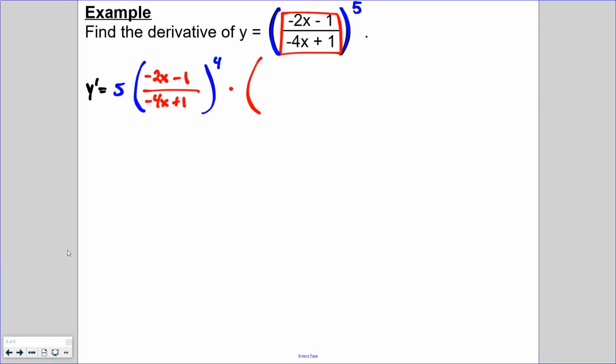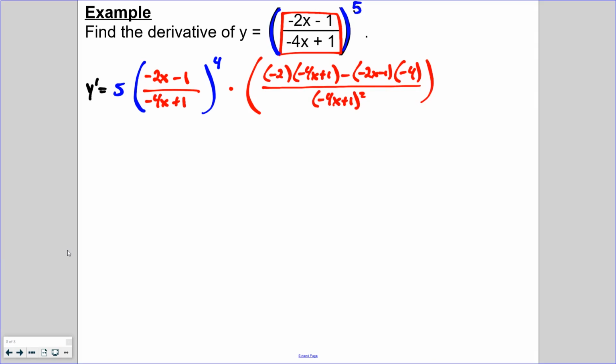Quotient rule says take the derivative of the top. So the derivative of negative 2x minus 1 is negative 2. Multiply that by the bottom, minus the top, negative 2x minus 1, times the derivative of the bottom. And the derivative of negative 4x plus 1 is negative 4. And that is all over the denominator, negative 4x plus 1 squared. Whew. All right, so let's keep on working.